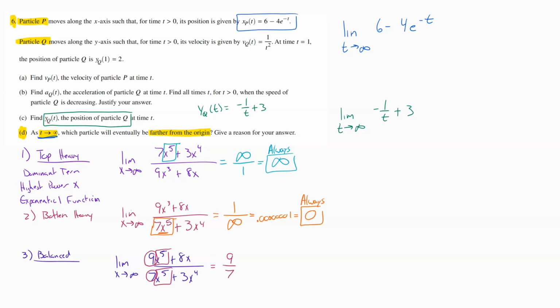The bottom one's always going to get multiplied by a 7. And so that would be our answer here. And so on balanced situations, it's the coefficients of those dominant terms that ends up being your answer always. So those are the only three ways that these limits at infinity can happen for us.